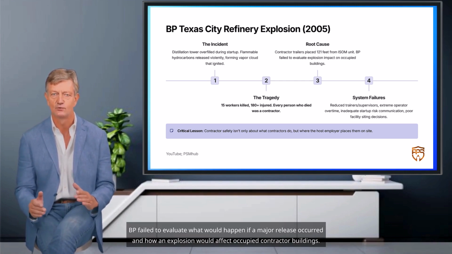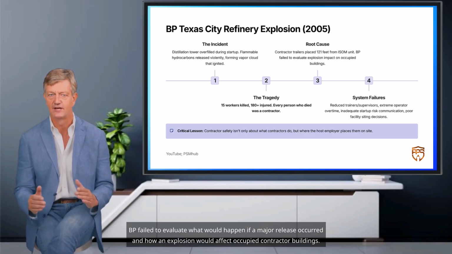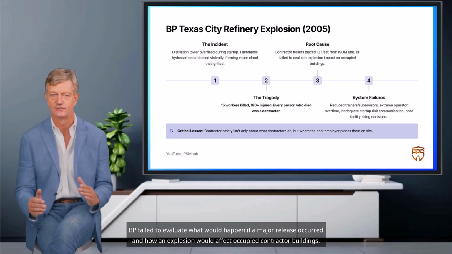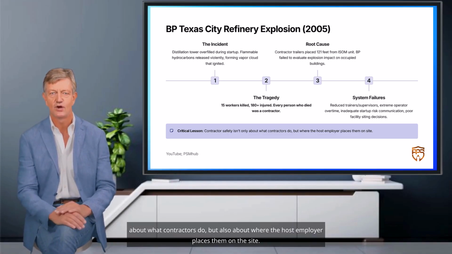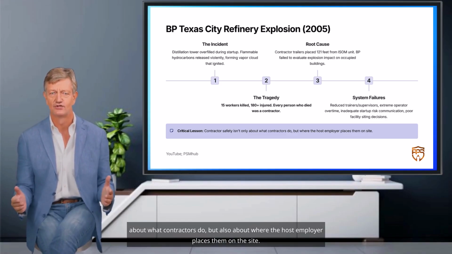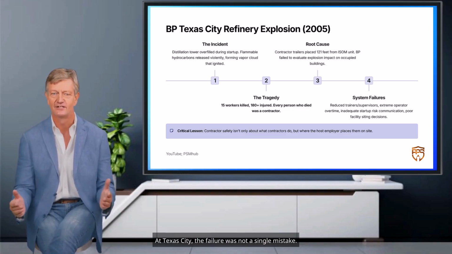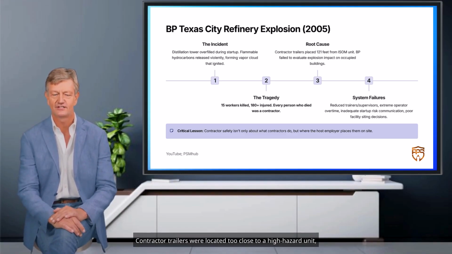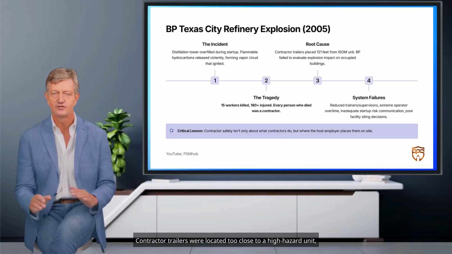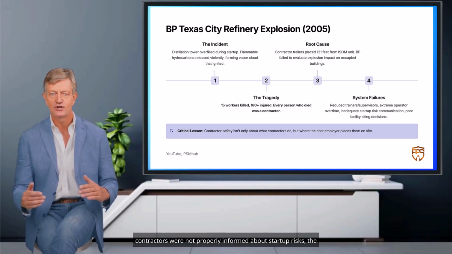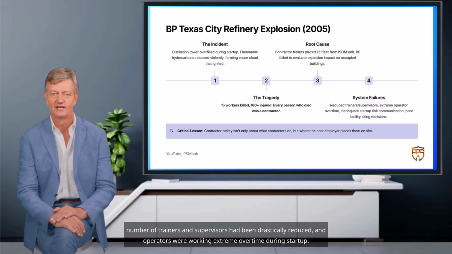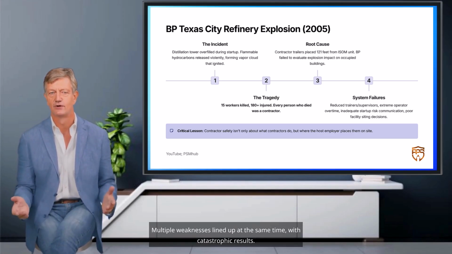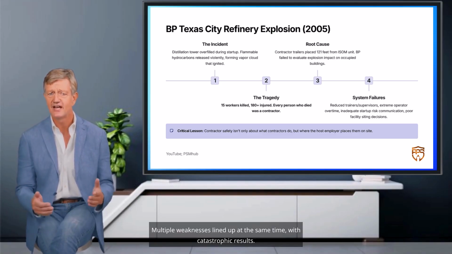BP failed to evaluate what would happen if a major release occurred and how an explosion would affect occupied contractor buildings. This case teaches us a critical lesson. Contractor safety is not only about what contractors do, but also about where the host employer places them on the site. At Texas City, the failure was not a single mistake. Contractor trailers were located too close to a high-hazard unit. Contractors were not properly informed about startup risks, the number of trainers and supervisors had been drastically reduced, and operators were working extreme overtime during startup. Multiple weaknesses lined up at the same time, with catastrophic results.